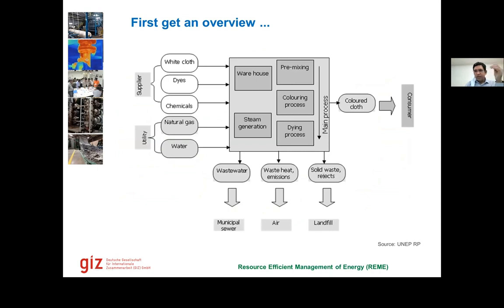So how do we start? First of all, we take the company as a whole and we see what are the different kinds of inputs coming into the whole company. So this is a company, for example. On the left hand side, there are different energy, water, chemicals, and cloth coming in. On the right hand side, our colored cloth is going out as an output, and in the bottom, it shows that there is wastewater, waste heat, air emissions, and solid waste going out. So just take an overall example of the company.